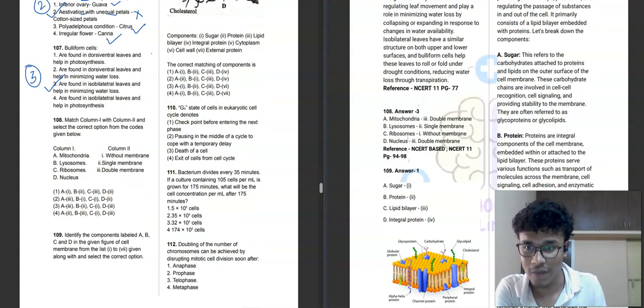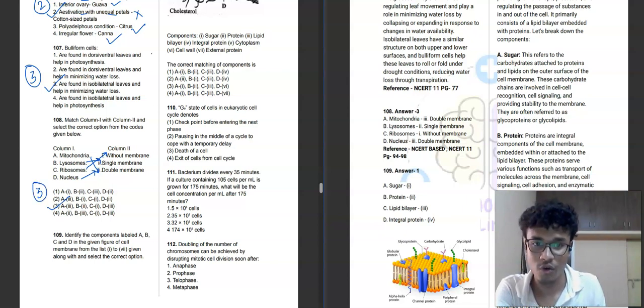108. We have to match the columns. Match column 1 with column 2. Mitochondria, we know, is a double membrane structure. Lysosome is a single membrane structure. Ribosome is not bounded by any membrane, so it is without membrane. And nucleus is also a double membrane structure. If we match all this, the third option will be our correct answer for this question.